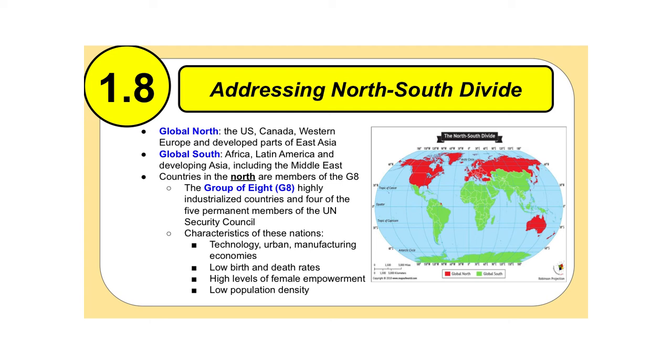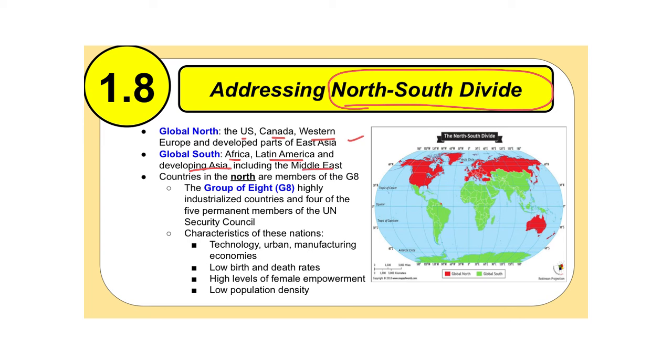Now we're going to look at and address the North-South divide, which is very much a real thing. So first of all, before we do that, we need to define exactly what global North is and what global South is, because these are global political terms that are used to divide our planet on basically the haves and the have-nots for all intents and purposes. So the global North consists of things like the United States, Canada, Western Europe, and developed parts of Eastern Asia. So we're talking about Japan and South Korea. Global South consists of Africa, Latin America, the developing Asian countries, and the Middle East.